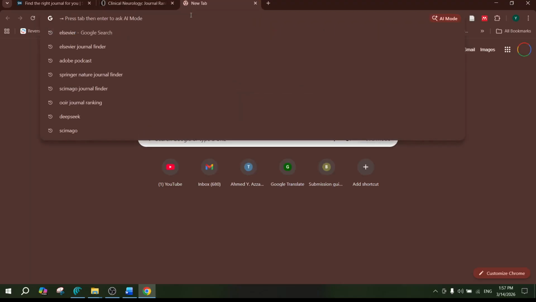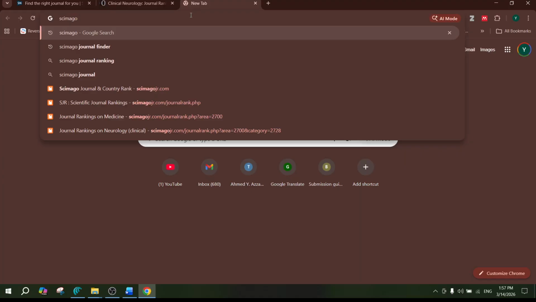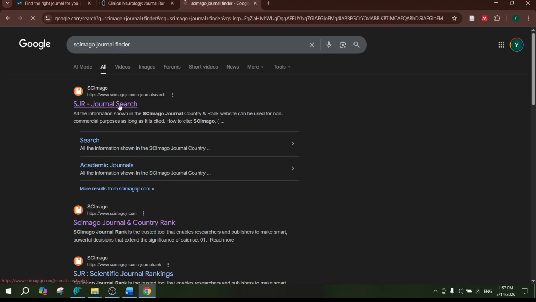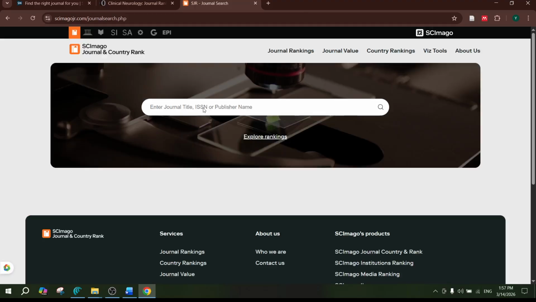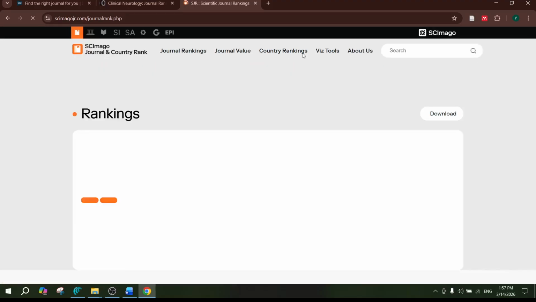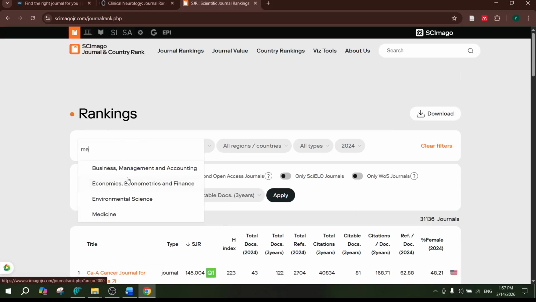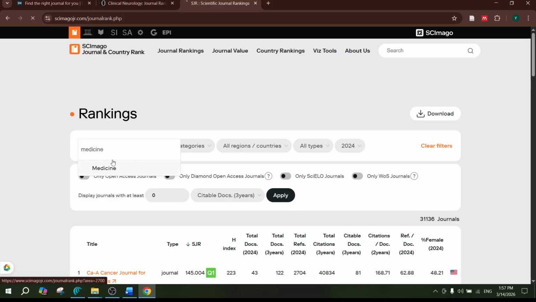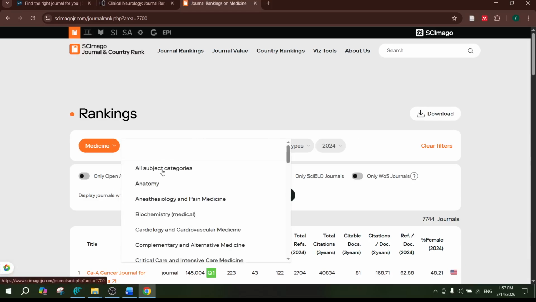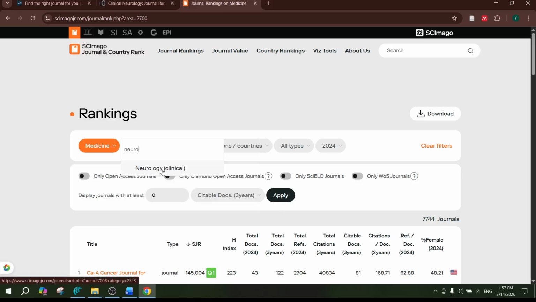So there's another website similar to that called SciMago, which also ranks journals based on its impact factor. So let's see it here. As you can see, the journals. I will pick my field, which is medicine and neurology. No, surgery, not prison, neurology maybe.